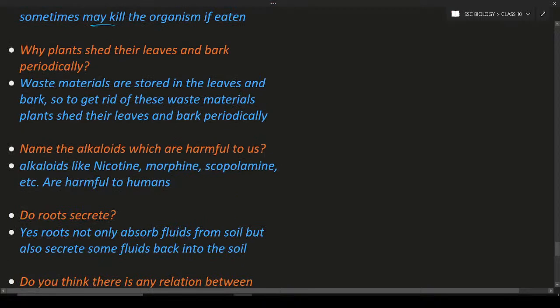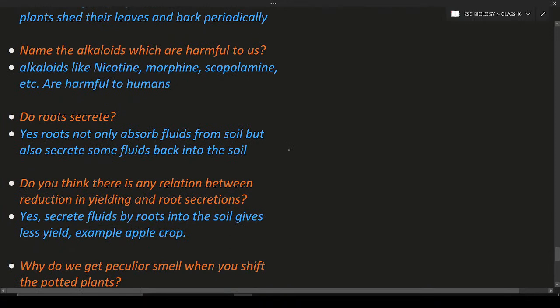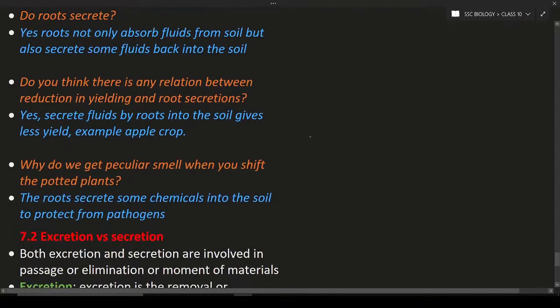Why do plants shed their leaves and bark periodically? The waste materials are stored in the leaves and bark, so they get rid of these waste materials by periodical shedding of their leaves and bark. So this is about shedding. Next, name the alkaloids which are harmful to us. Alkaloids like nicotine, morphine, and scopolamine are harmful to human beings, so you should not consume them.